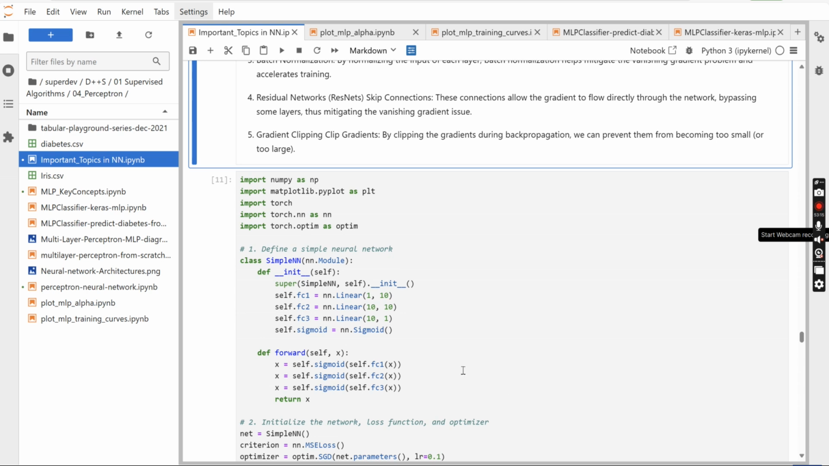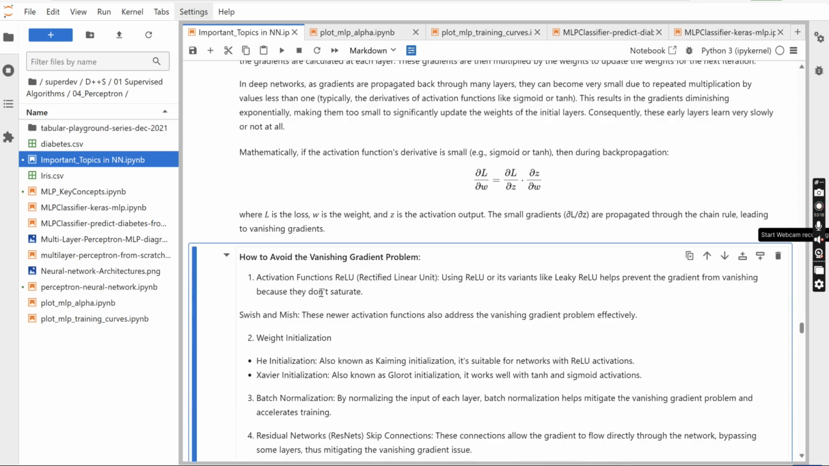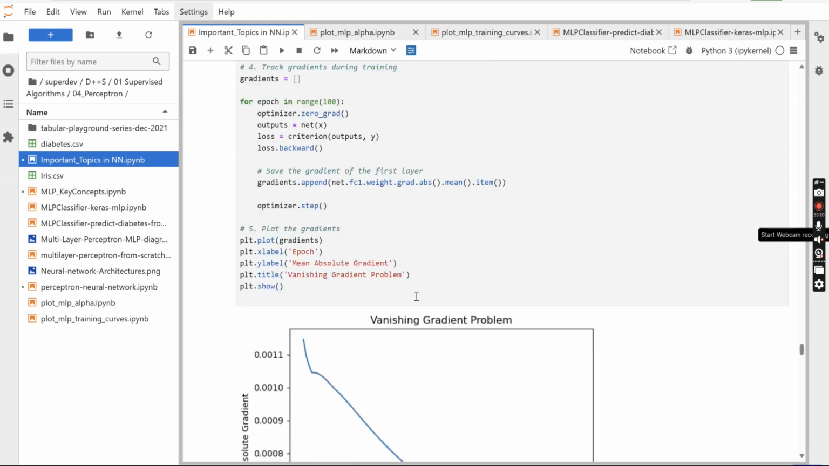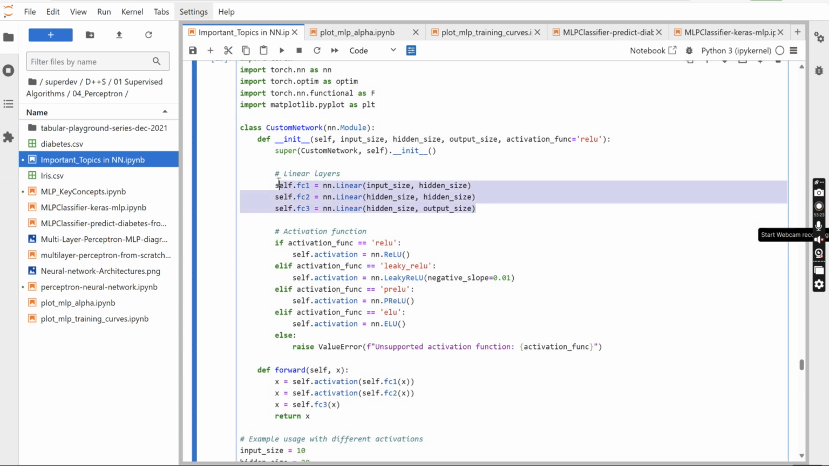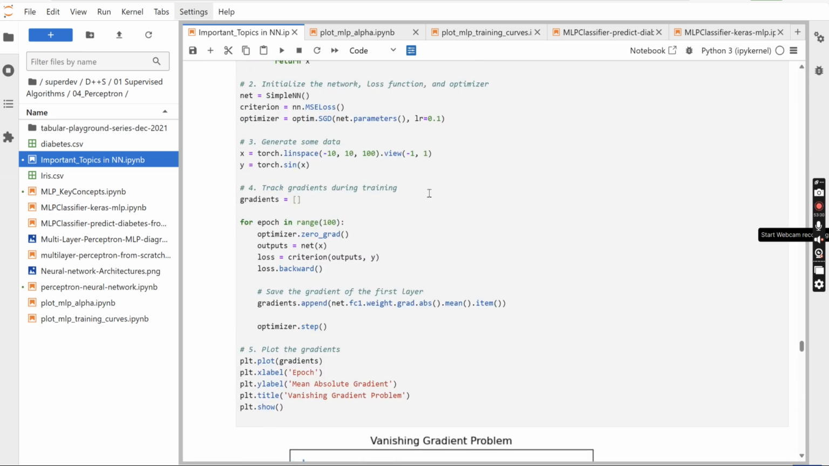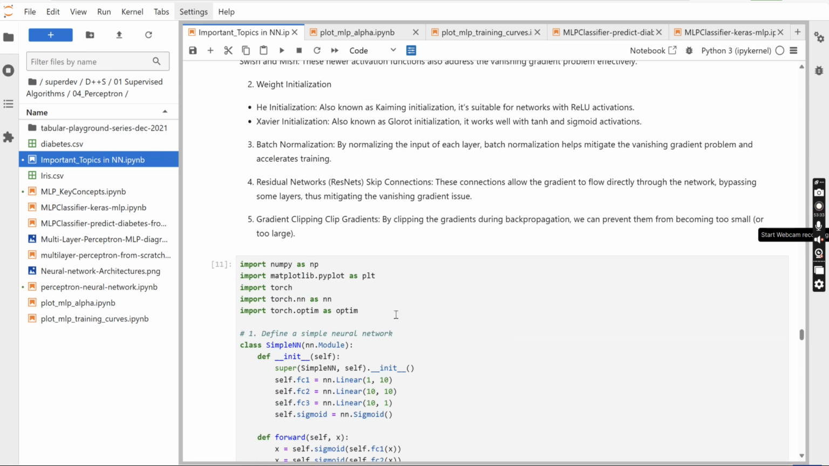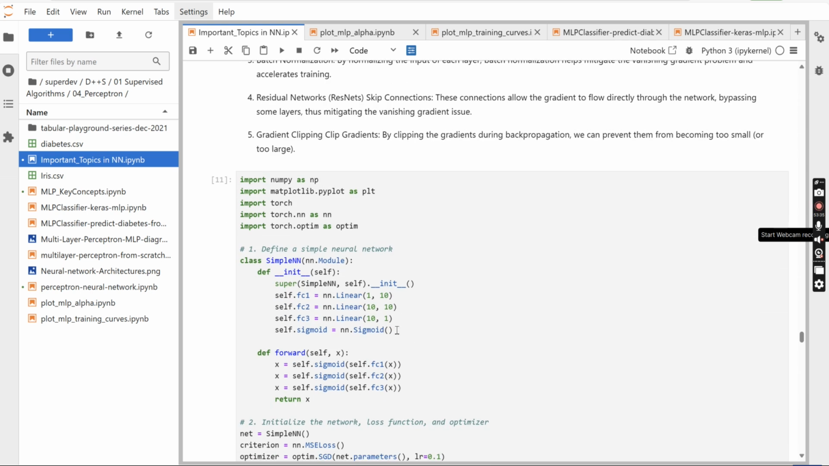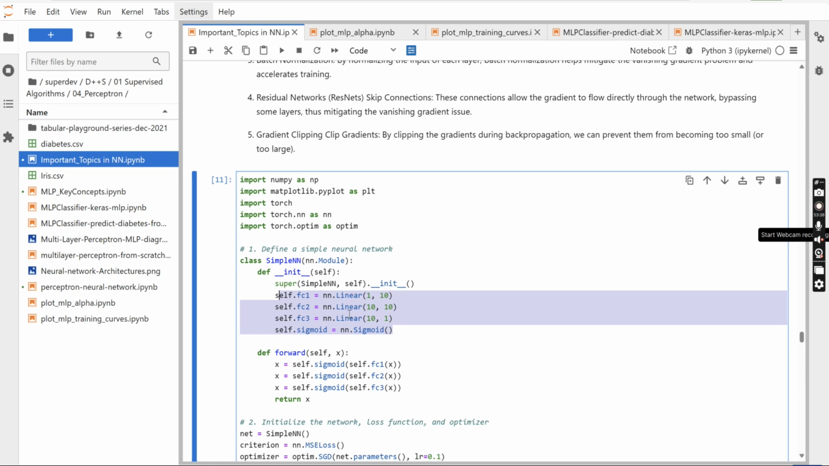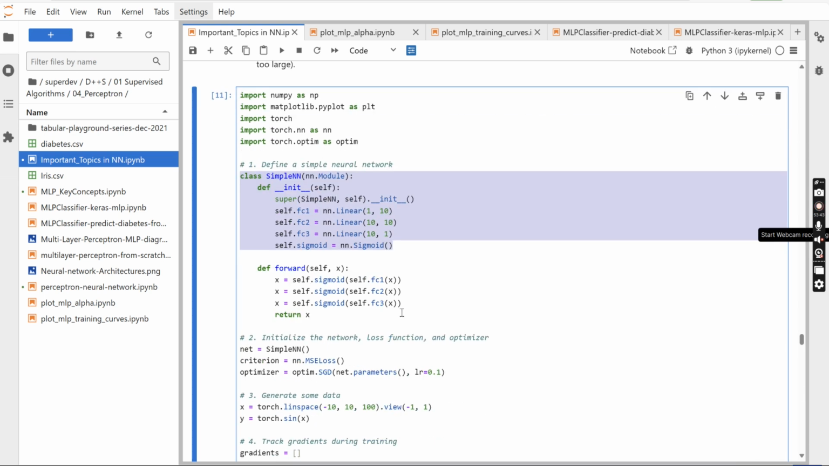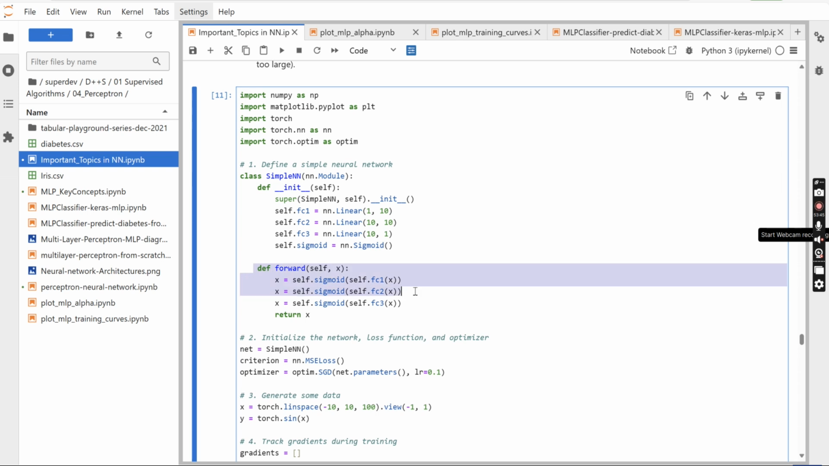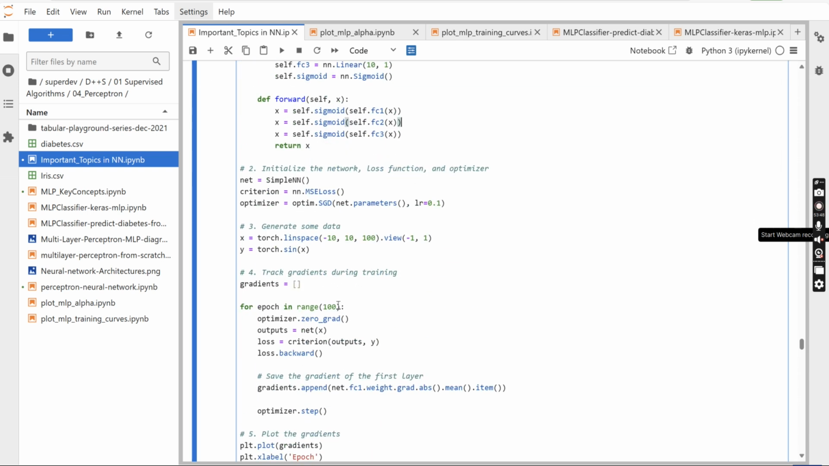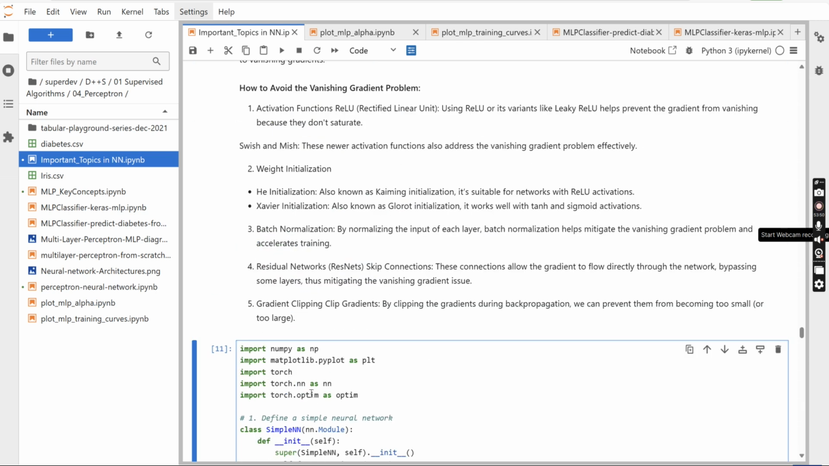Now, how do you do the initialization? This initialization I talked about, He initialization, Glorot initialization, is done like this. Okay, we'll go step by step. So, this is your simple neural network. You have a linear layer, and then sigmoid for binary classification. Finally, for the forward pass you have sigmoid at each layer.